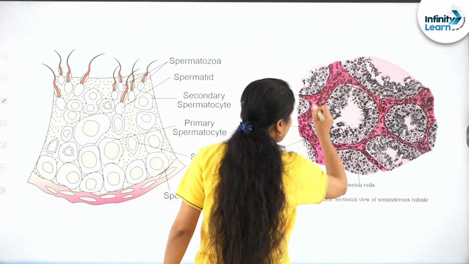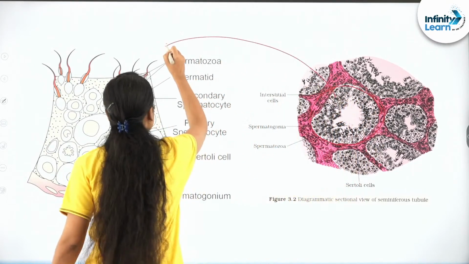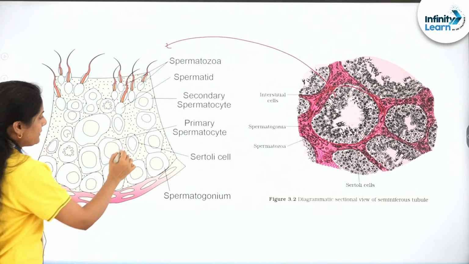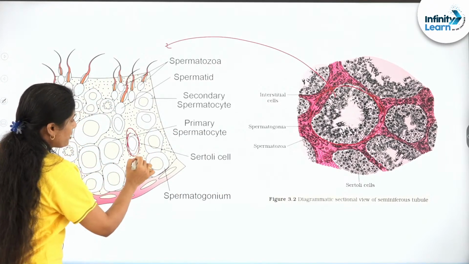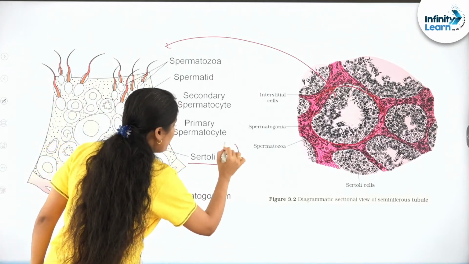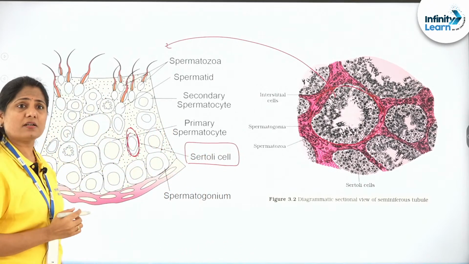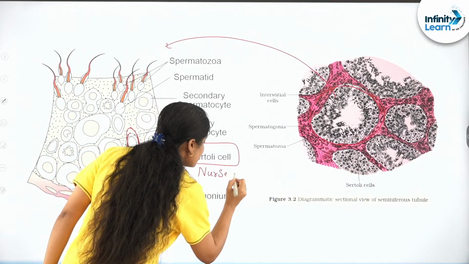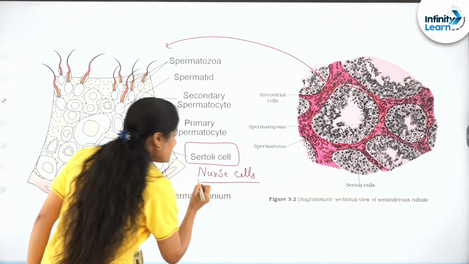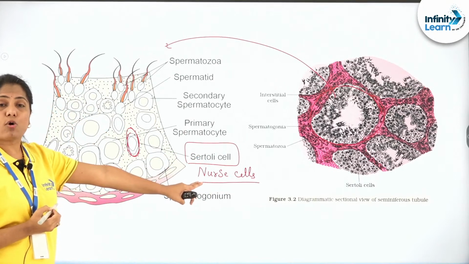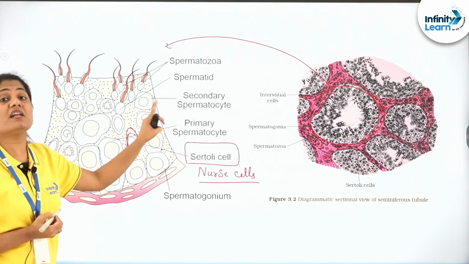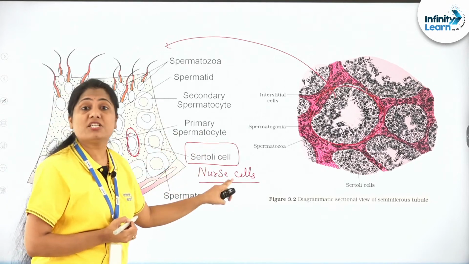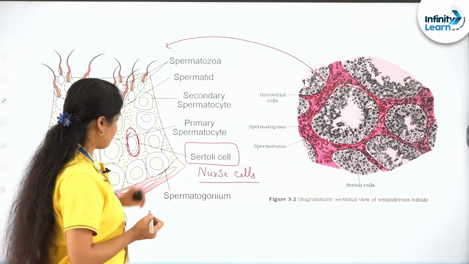This is the seminiferous tubules. I have blown this up for you so that you understand this, right? Inside there are these large cells. What are these cells called? The Sertoli cells. What are the Sertoli cells called? They are referred to as the nurse cells. So why are they called so? They are helping with the nourishment of the sperm, right?